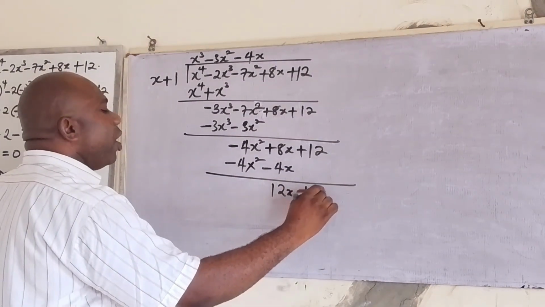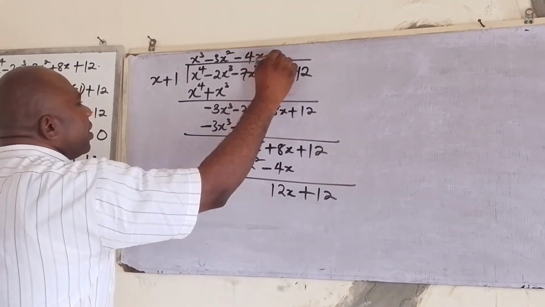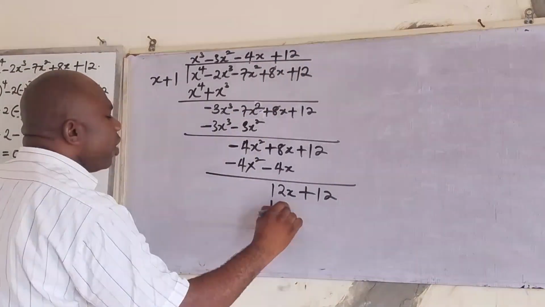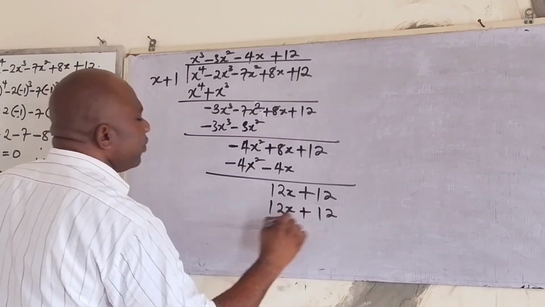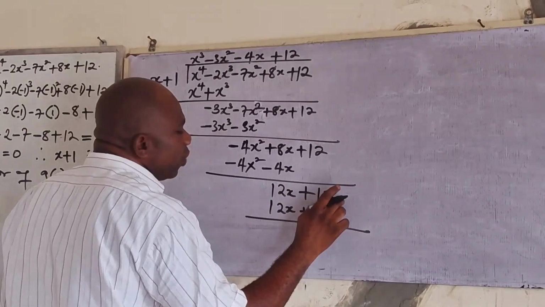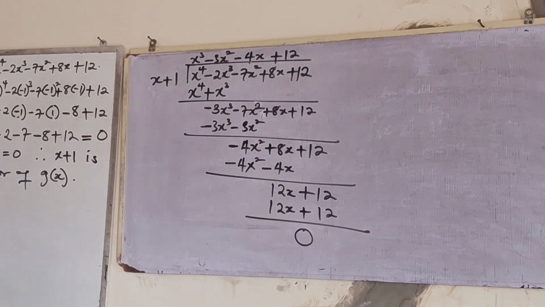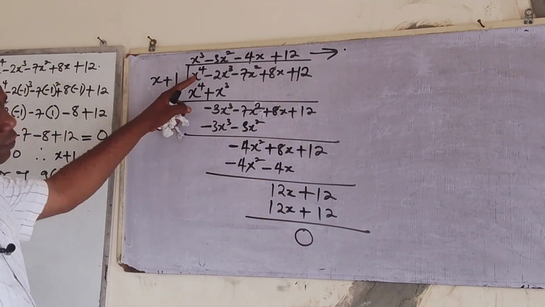Now you bring down your 12. That's this 12. Now x into 12x is plus 12. 12 times x is 12x. 12 times 1 is 12. Now looking at this, 12x minus 12x is 0. 12 minus 12 is 0. So the remainder is equal to 0. So here we have another quotient, which is a factor of g of x.